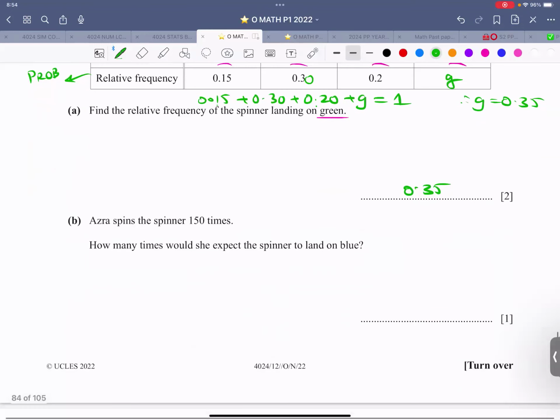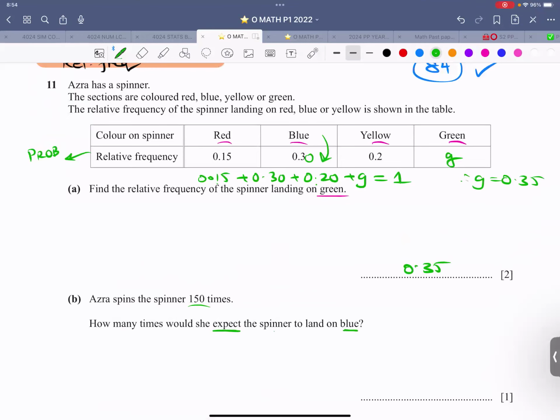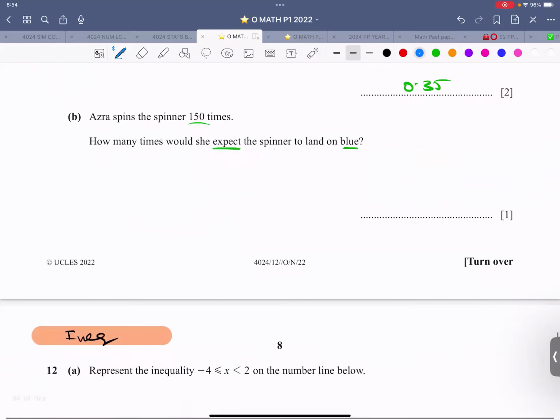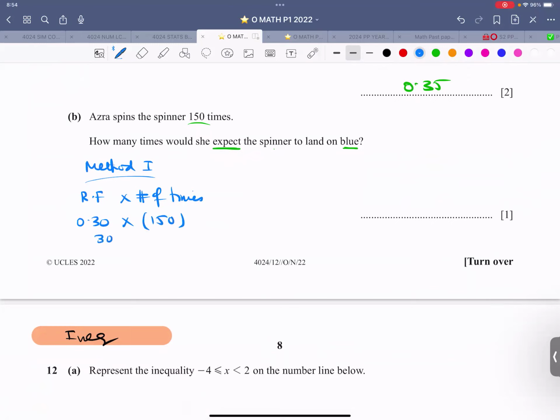The next one: Azra spins the spinner 150 times. How many times would she expect the spinner to land on blue? What's the relative frequency for blue? That is 0.30. Basically, this is a ratio thing. So I can write it as method 1. Just take the relative frequency and multiply it with the number of times something is happening. So this is 0.3 into 150. So that is 30 over 100 into 150. The zeros cancel out, and this 0 will cancel with this. 3 into 15, that is 45.